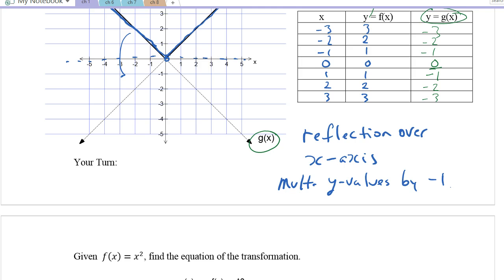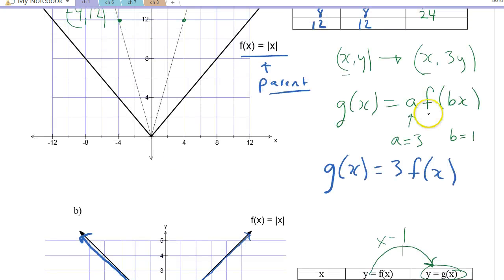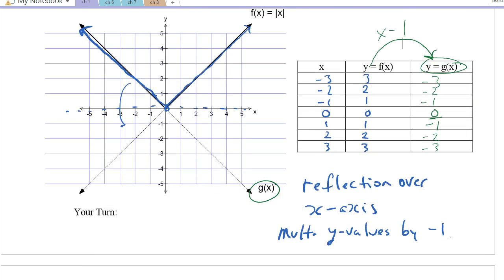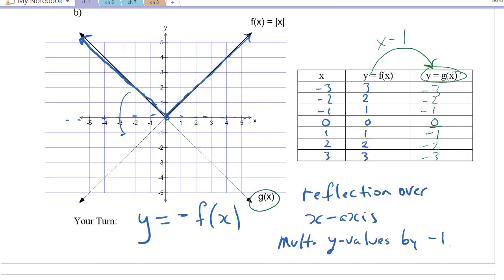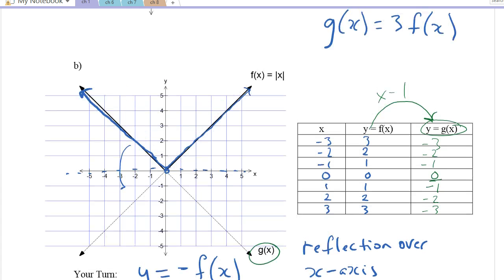So just again, a reminder of how this works is that my a value out here multiplies my y's, and the reciprocal of my b value multiplies my x. So if it is a reflection, then we're going to get y is equal to negative f of x. Okay, so this is how I would define it in terms of f of x. I could also write it as y is equal to negative the absolute value of x, because that's what f of x is, right? It is equal to the absolute value of x.